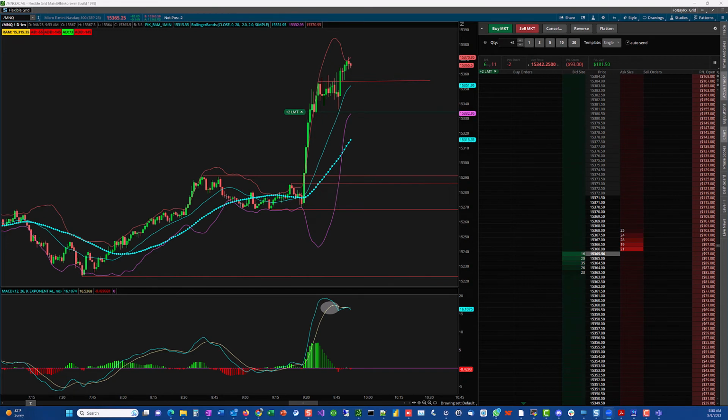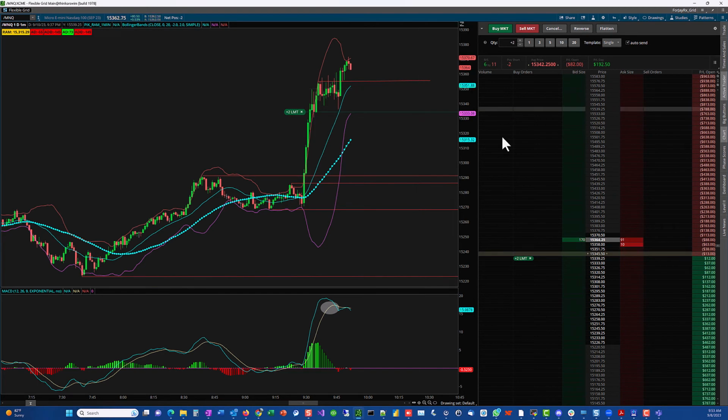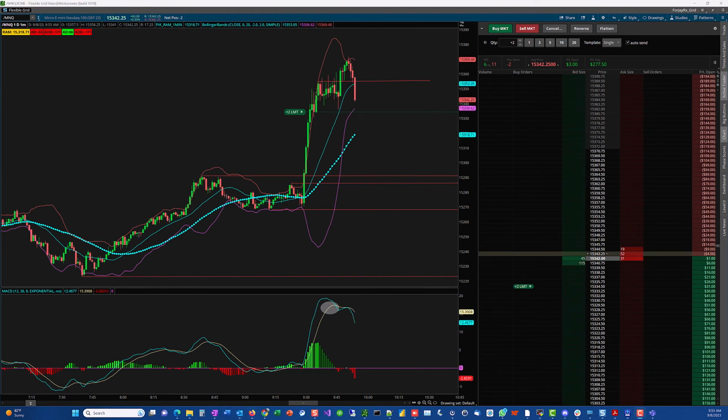All right, so here we go. I think, yeah, I see the MACD pointing down. It's trying to expand a little bit. Oh, snap.